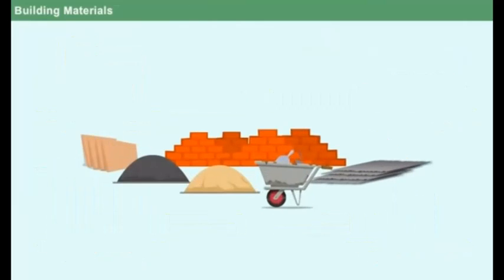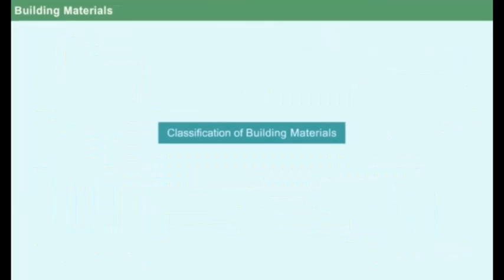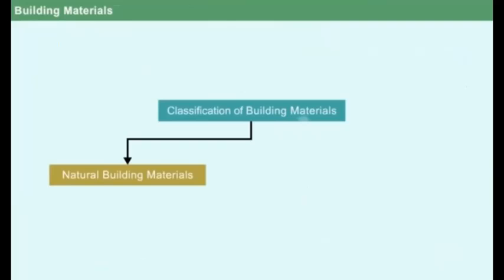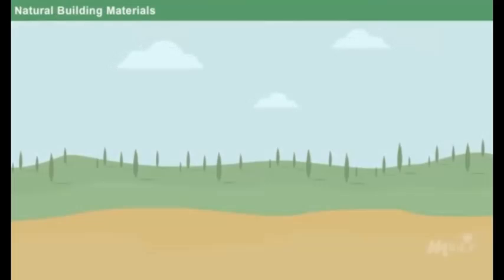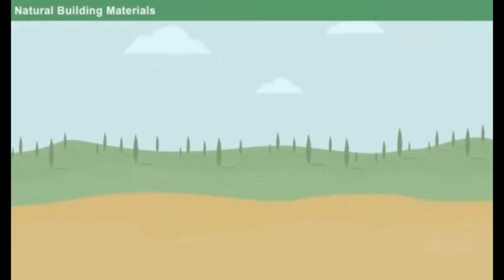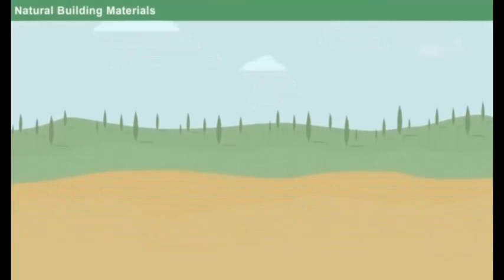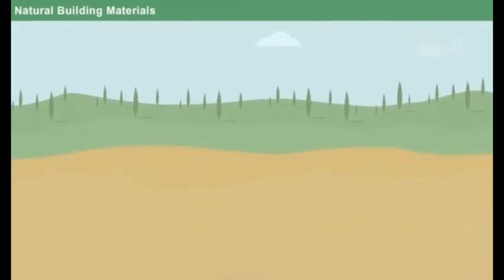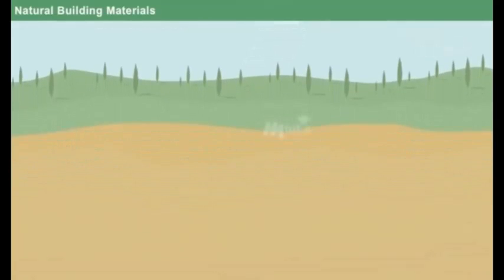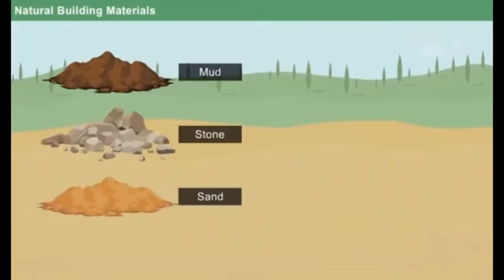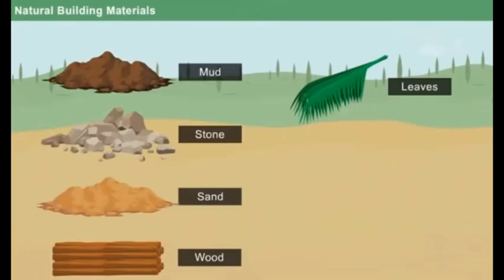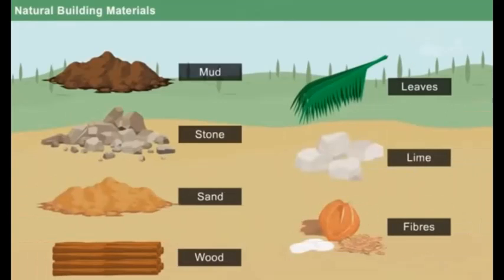These building materials are broadly classified into two main categories. They are natural building materials and artificial building materials. First, let us learn about natural building materials. The building materials that are available naturally are known as natural building materials. Some of the common examples are mud, stone, sand, wood, leaves, lime and fibers.